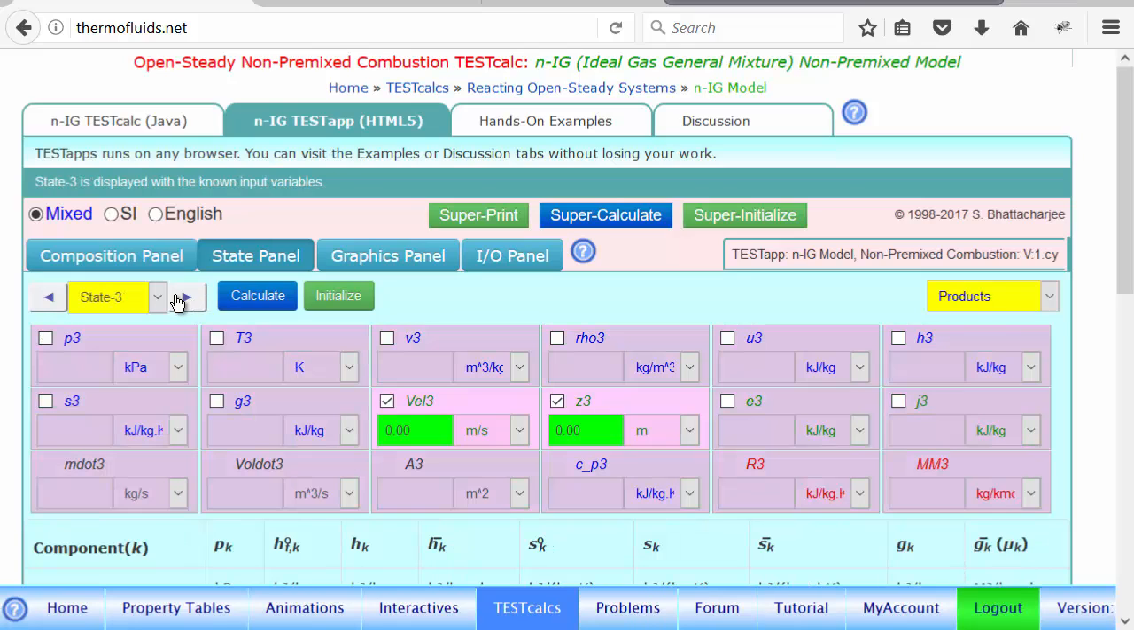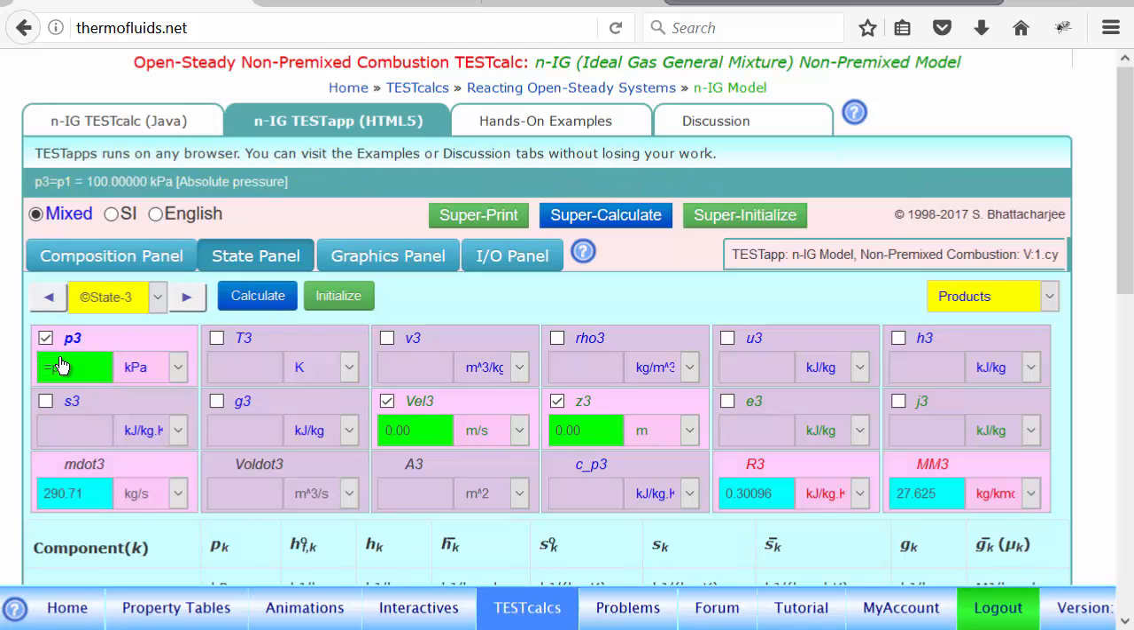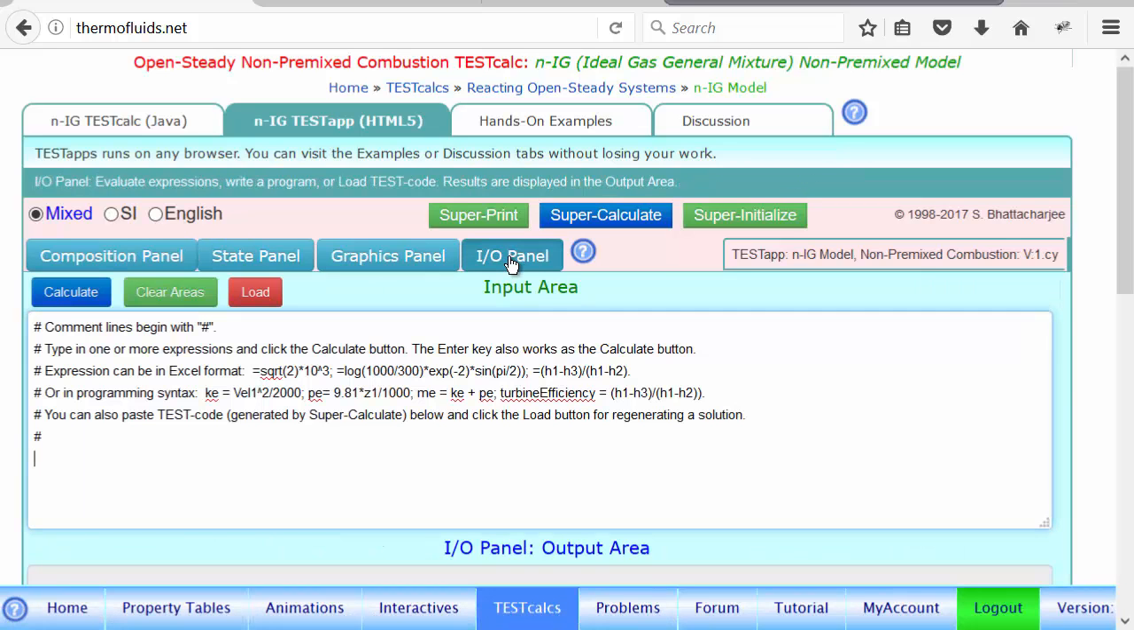Okay, so fuel and oxidizer states are already calculated, but for the products, we only know the pressure, we don't know the temperature yet, right? Pressure is the same. So we need one more condition to find the product states. Adiabatic means there is no heat transfer. So therefore, the enthalpy that flows in with fuel and oxidizer must be equal to the enthalpy that flows out with the products. We go to the I/O panel. So therefore, we can figure out the enthalpy of the product.